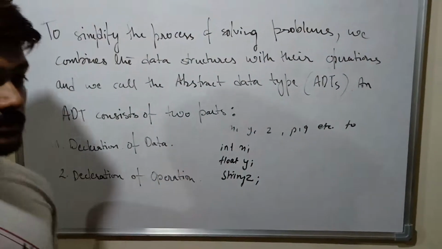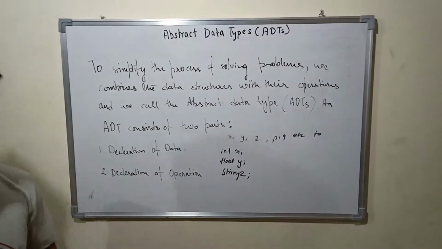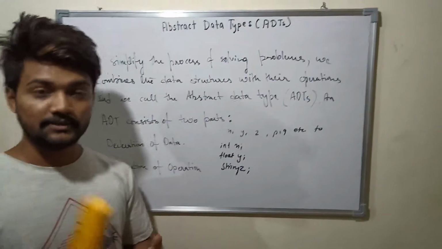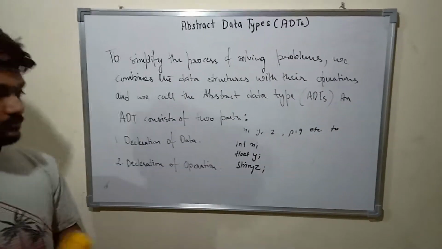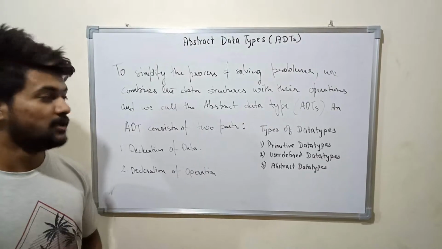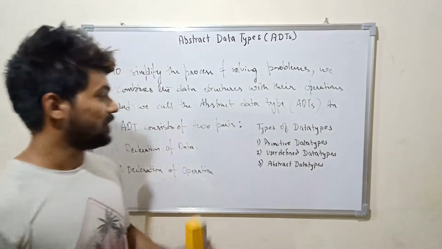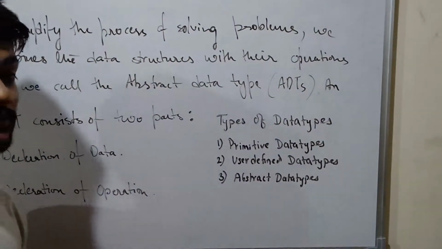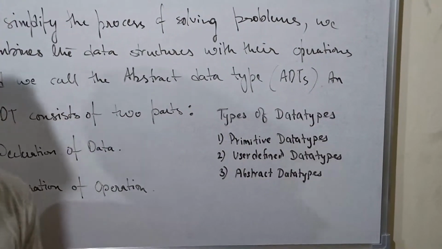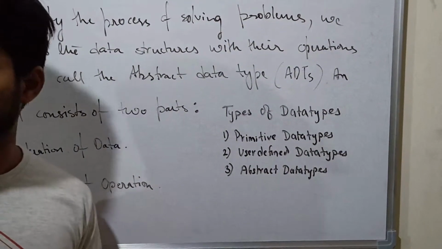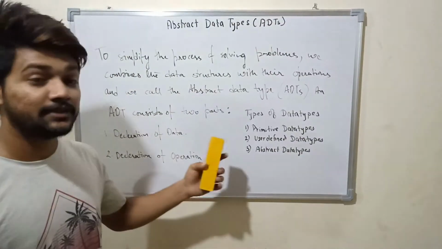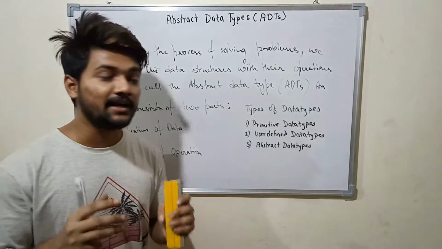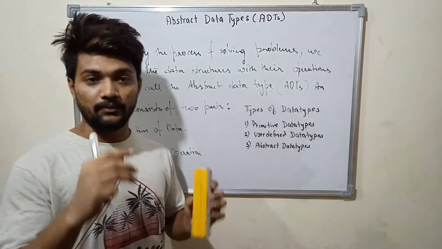Now there are three types of data types. One is the primitive data types, the other is the user defined data types, and the third is the abstract data types. The data types which we have discussed earlier were the primitive data types. They are the most primitive data types, defined by the system itself, and universal for all programming languages.